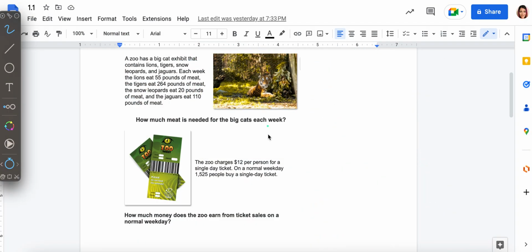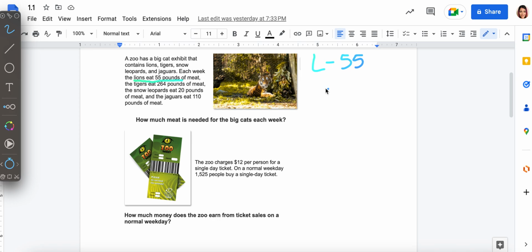Okay, there we go. So now let's do this next one. It says a zoo has a big cat exhibit that contains lions, tigers, snow leopards, and jaguars. Each week, the lions eat 55 pounds of meat. So when we're doing word problems, we want to circle and write down. I'm going to write L for lions. They eat 55 pounds of meat.